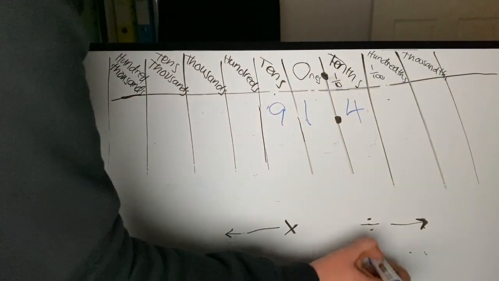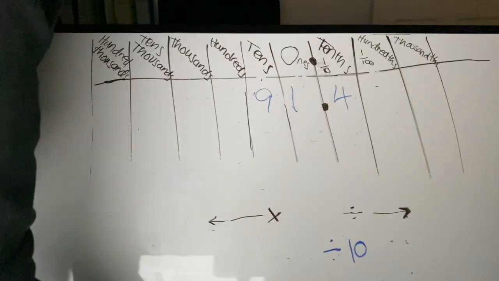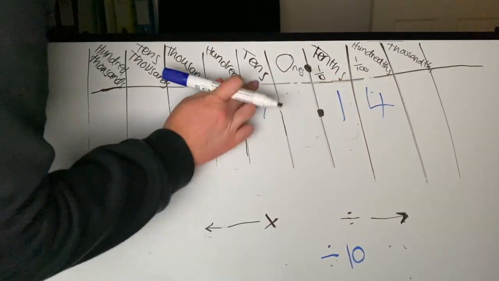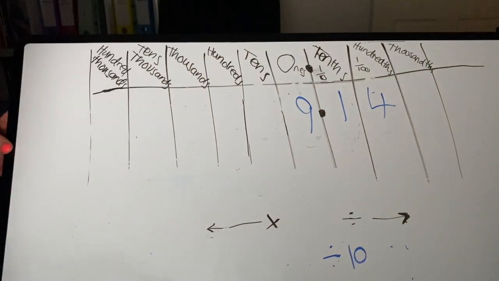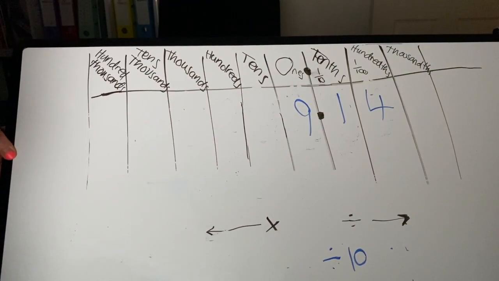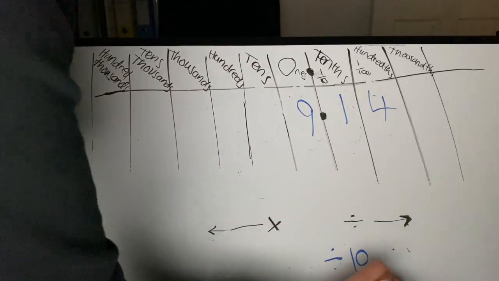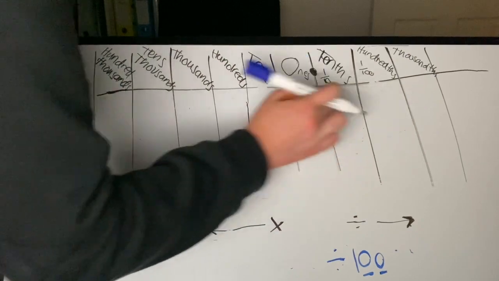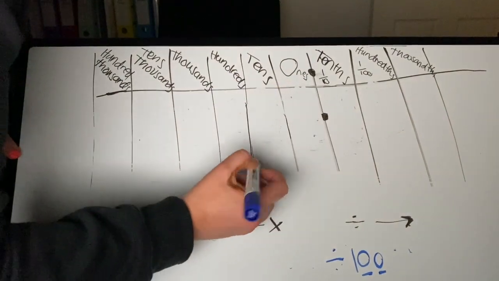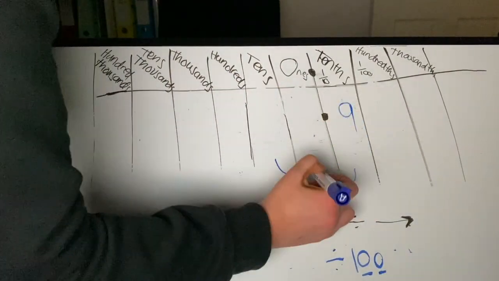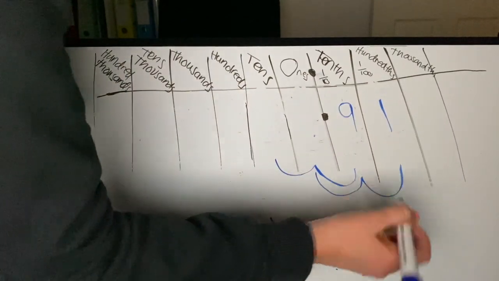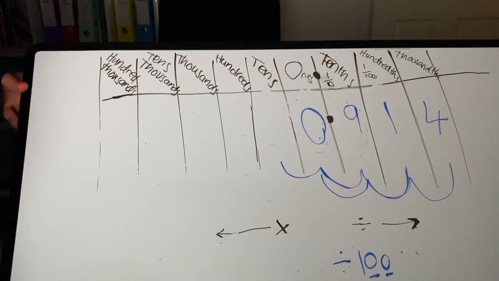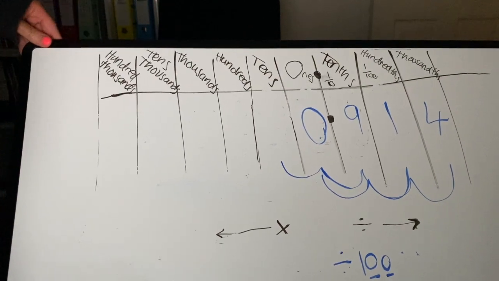First of all, I'm going to divide it by 10, which means that each digit moves 1 place value column to the right to equal 9.14, 10 times smaller than 91.4. Next, I'm going to divide it by 100, which means that each digit moves 2 place value columns to the right from their original location. My number is now 0.914 and is 100 times smaller than when it started.